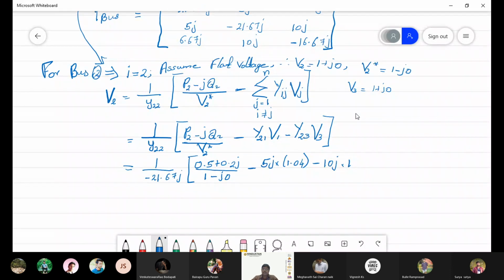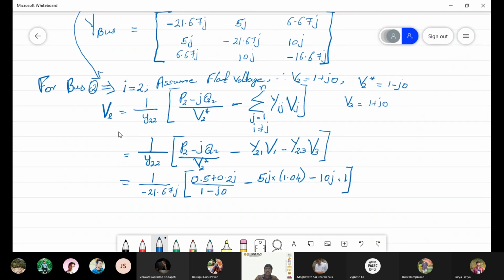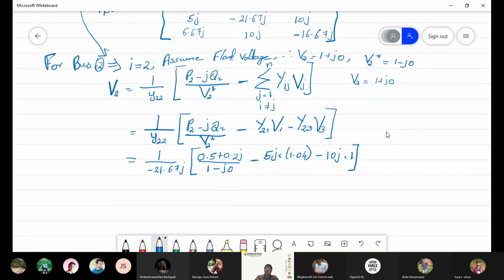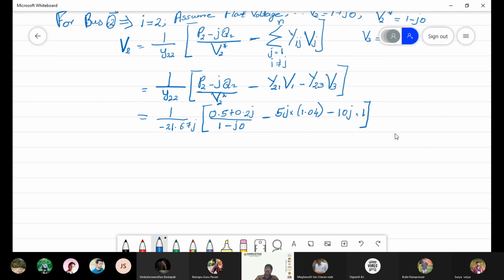So if you are able to substitute, then easily you can get the results, right? So this is the formula. You can see that it is P2 minus jQ2 divided by V2 star, as per our previous derivations. So here we substituted the value, and here again we substituted. We expanded the formula and substituted the value.